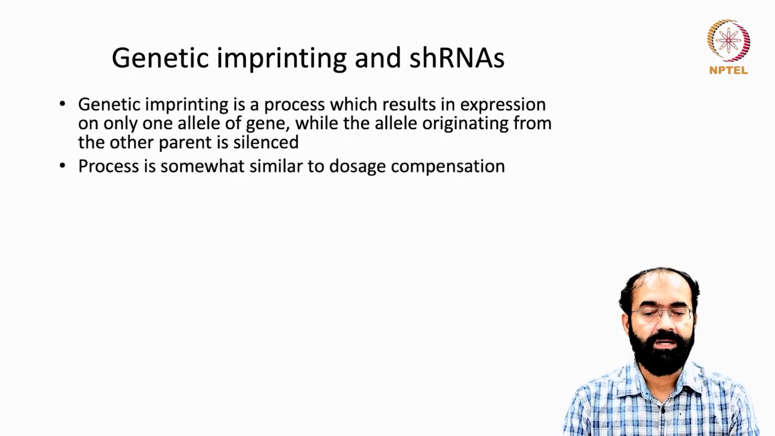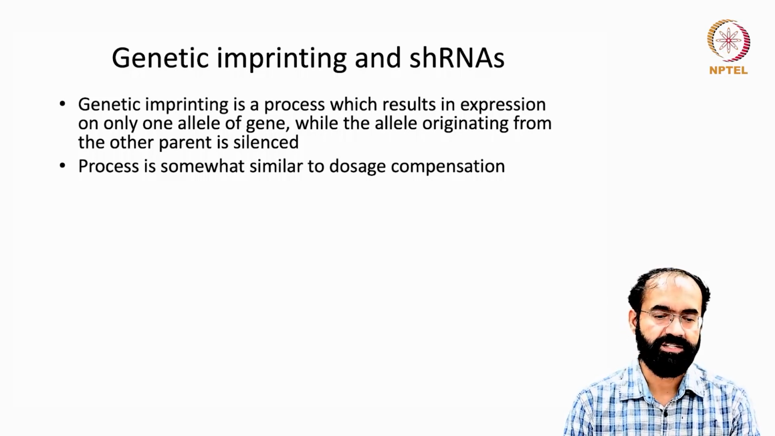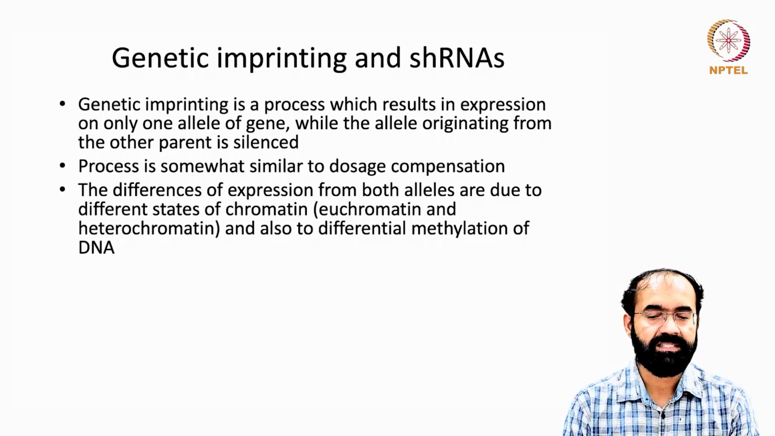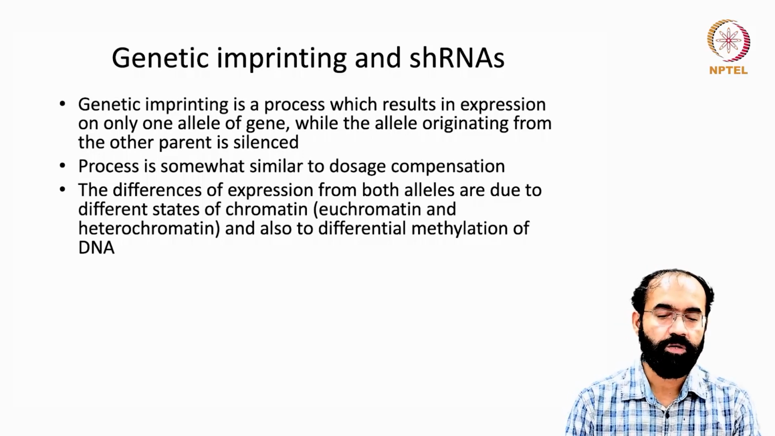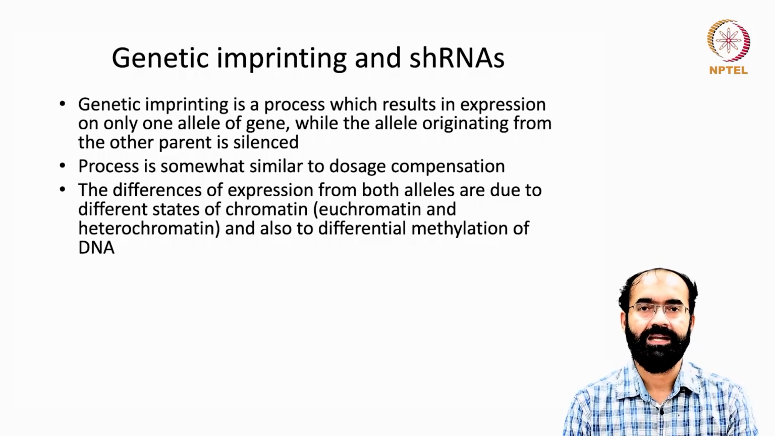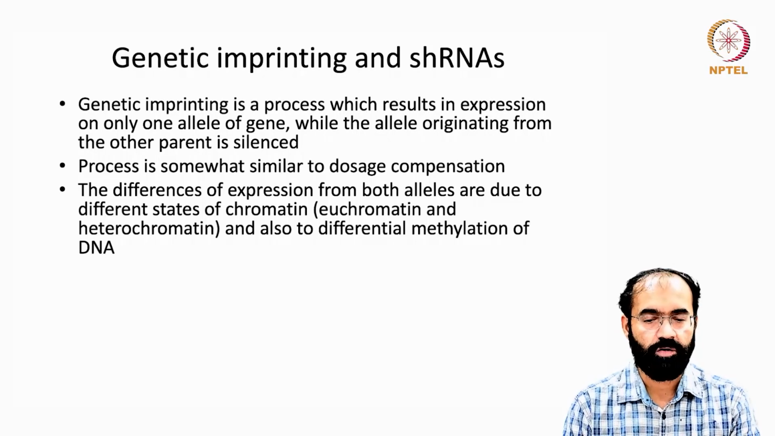The process is somewhat similar to dosage compensation. We studied imprinting to some extent while discussing dosage compensation also. The differences of expression from both the alleles are due to different states of the chromatin. Chromatin we know can be of two types, euchromatin and heterochromatin. Euchromatin means loose chromatin and DNA is accessible for transcription, whereas heterochromatin means tightly packed chromatin where gene expression is poor or nil. So the chromatin is not opening up, DNA is not accessible, so that's called heterochromatin.